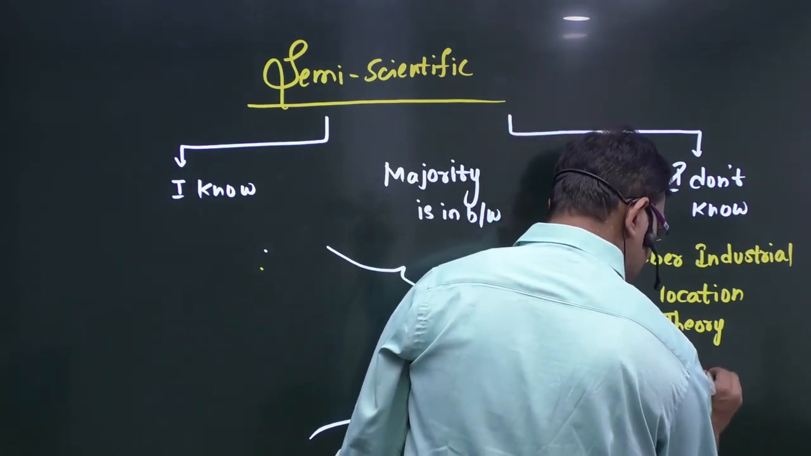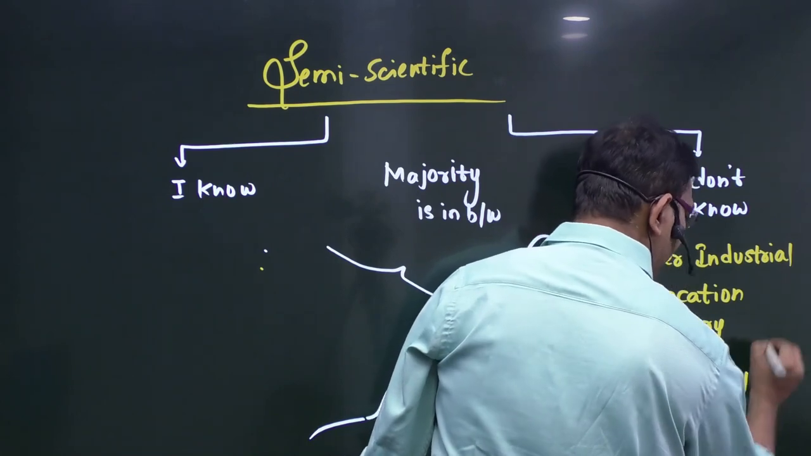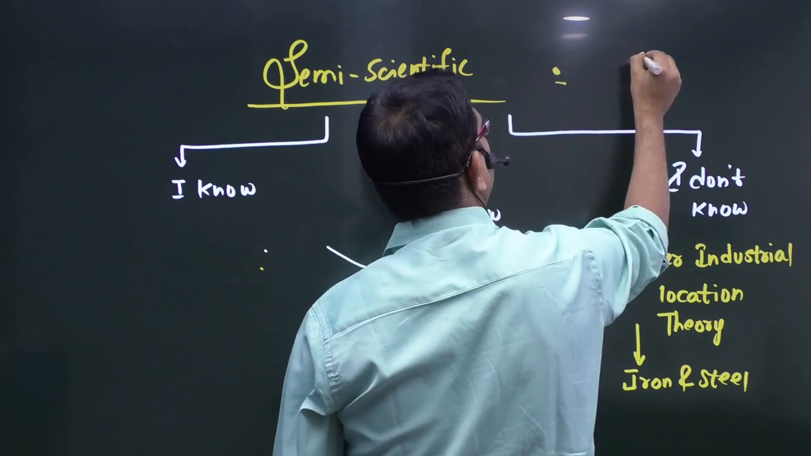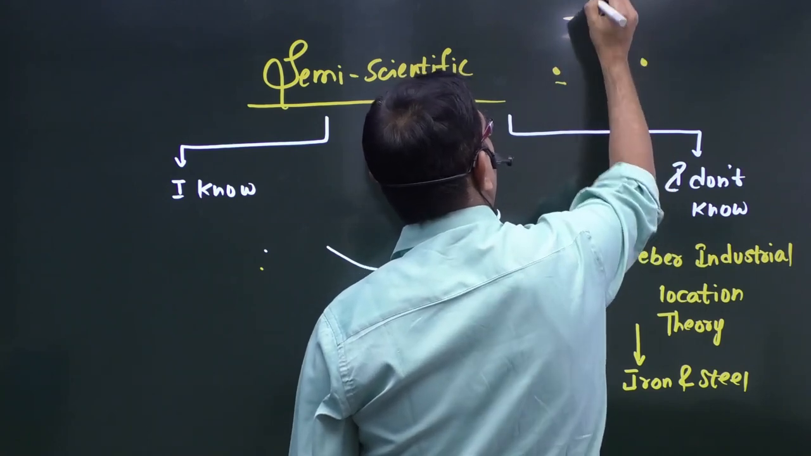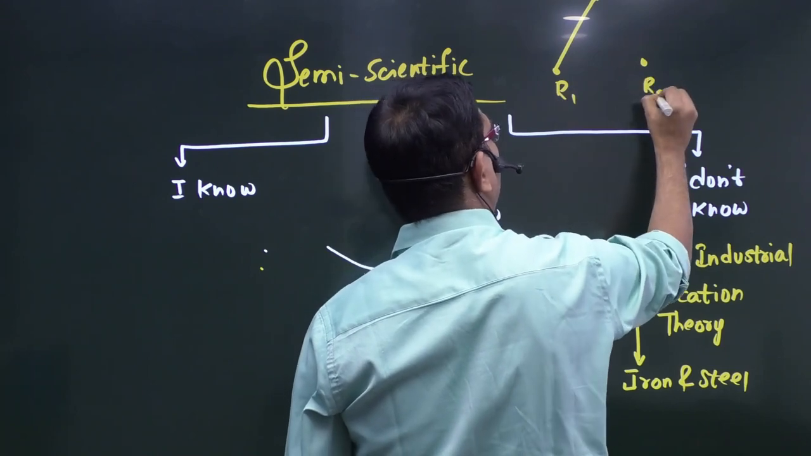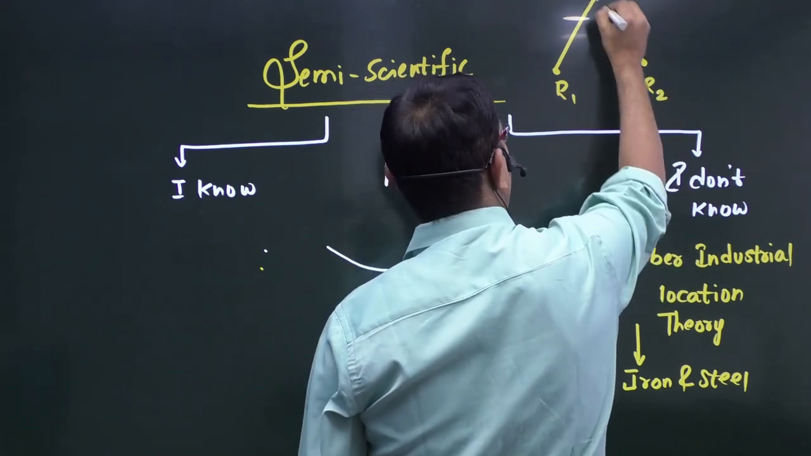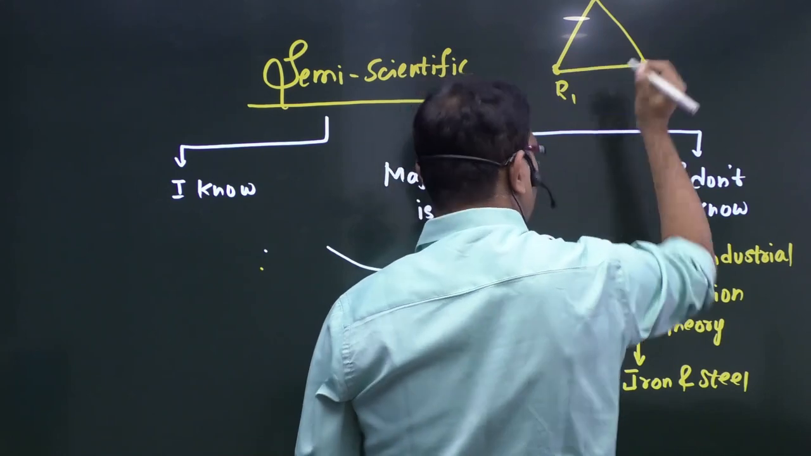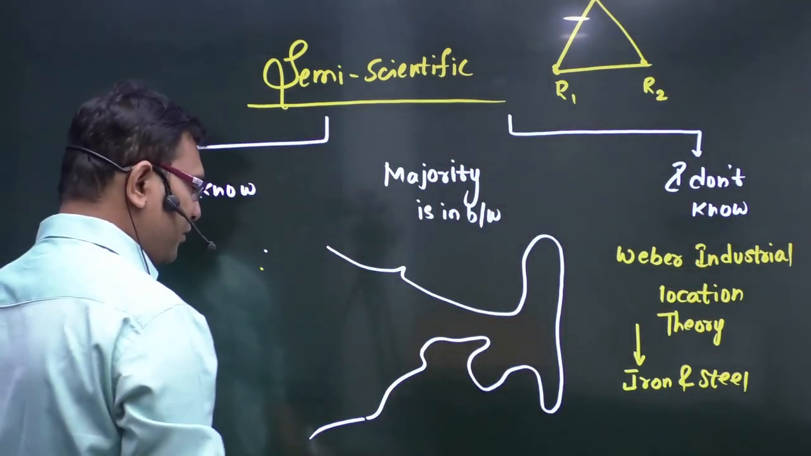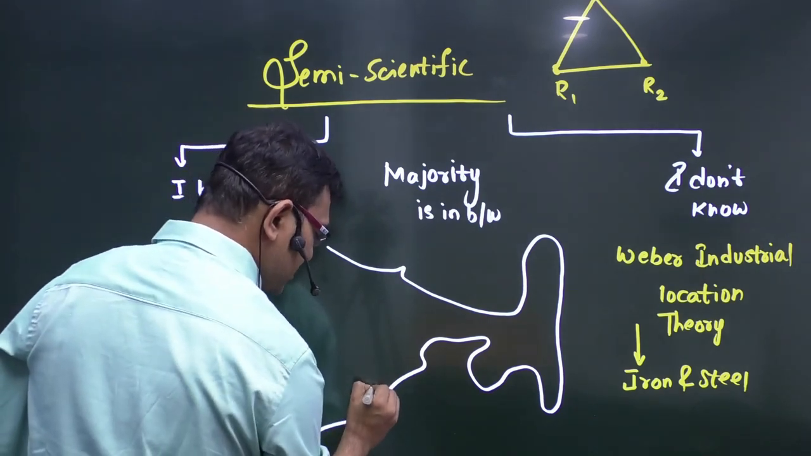What iron and steel industry? I know that what Weber says is that there are markets and there are raw materials. So industry will be located here. Raw material 1, raw material 2, or near to the market. Like this. Am I right? So for the iron and steel industry, if you take here, it is Kolkata, which is a market.